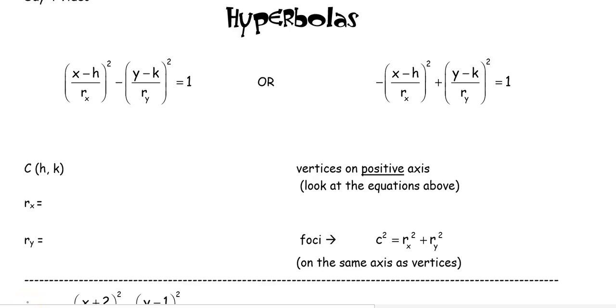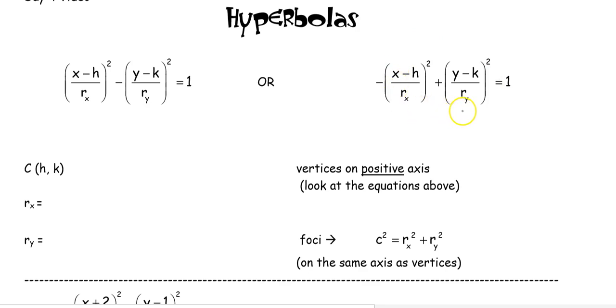Our next conic shape is going to be the hyperbola. Now the hyperbola has two possible equations. If you look at them, they look very familiar. You could be thinking to yourself, I saw this equation. This is the ellipse equation. We look over here, and again, it looks like the ellipse equation.